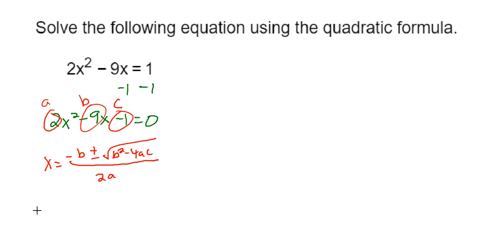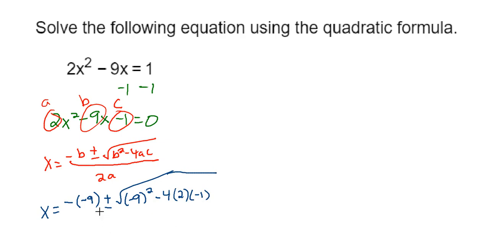All right, so let's plug these numbers in. Again, a negative value for b, that's always the more difficult case. Be careful with those negative signs. We have the negative sign from the formula, and then b is negative 9, plus or minus the square root of negative 9 squared. Make sure you put that in parentheses when you type it in your calculator. Minus 4 times a, which is 2, times c, which is negative 1.